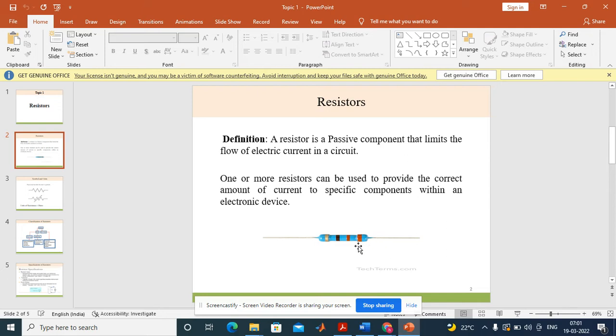The first three color bands over here give the value of the resistance, and the last color band gives the tolerance value. For the tolerance, either gold or silver will be used, which gives the tolerance in the resistance value.